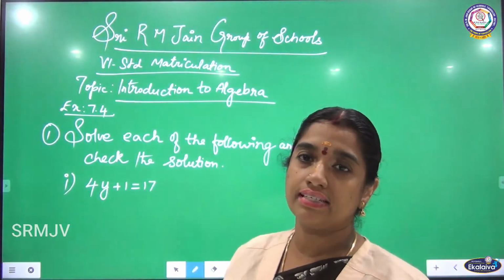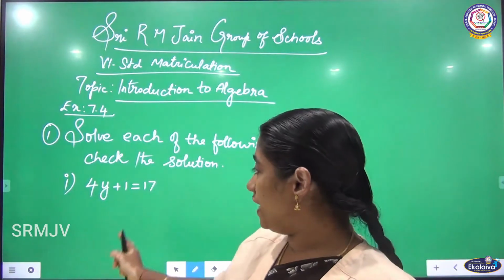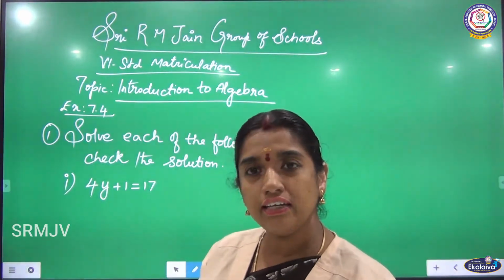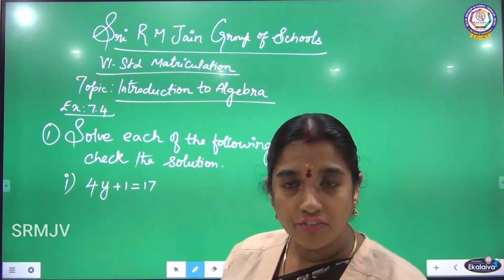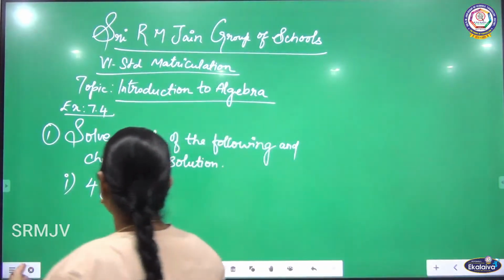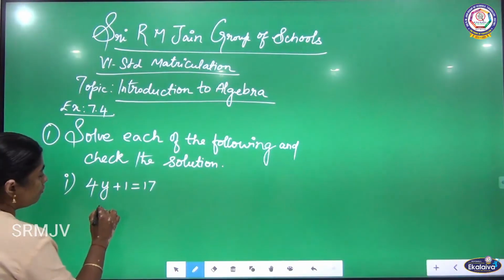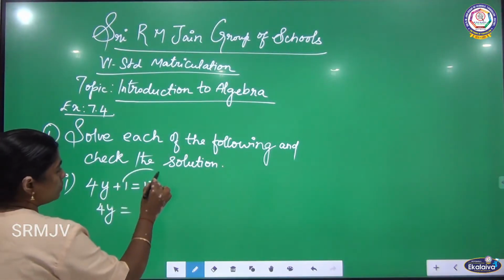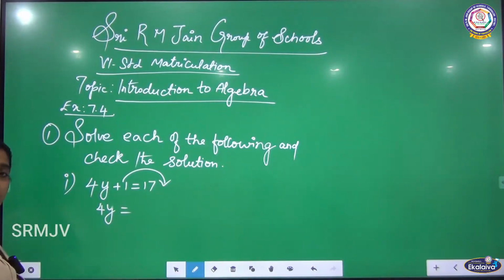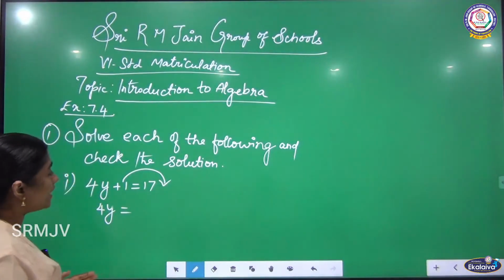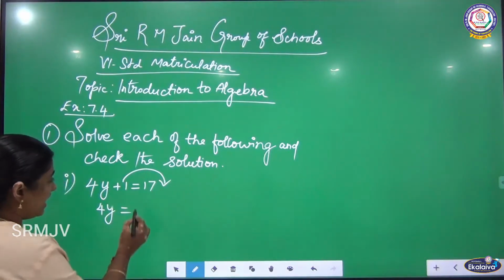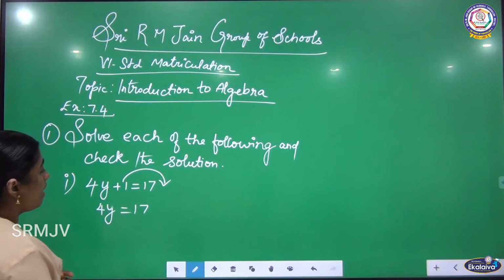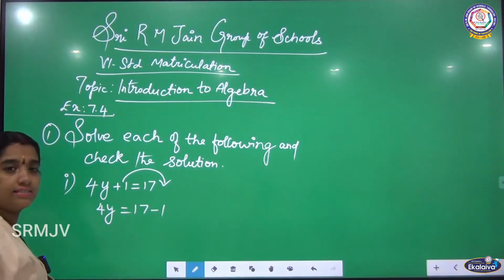Here 4y means an operation which is multiplication. 4y means 4 into y. So listen, 4y is equal to, see here plus 1 is there. When it moves to the other side of the equal sign, it becomes what? Minus 1. Write the 17 as it is. So 17 minus 1. Is it clear?